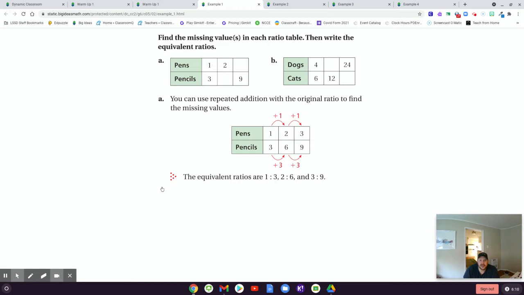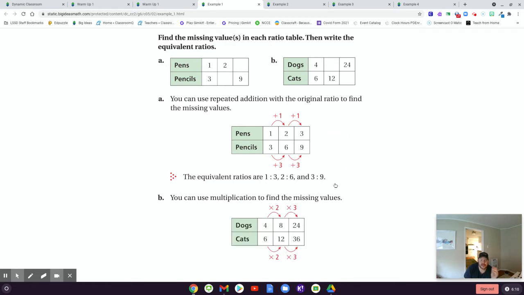All right, so now we have the second table, which is cats and dogs. So for every 4 dogs, there are 6 cats. How many dogs would there be if there are 12 cats? Yes, there would be 8. And here's where the multiplication thing comes in handy.